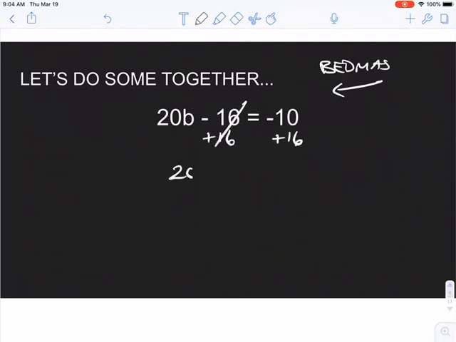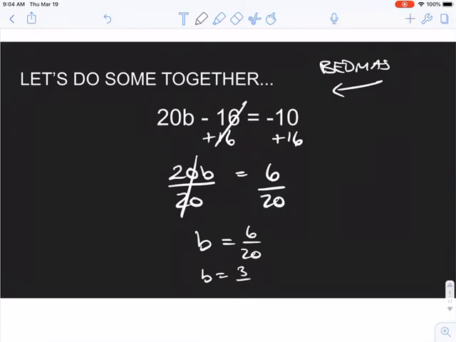So we're going to be left with 20b on this side. Now negative 10 plus 16, that gives us positive 6. Okay. Now 20b is equal to 6. Now if we're doing the opposite operation, we need to divide by 20, divide by 20. That'll cancel out, and you're left with b is equal to 6 over 20. Okay. Now if we reduce that, that's 3/10.